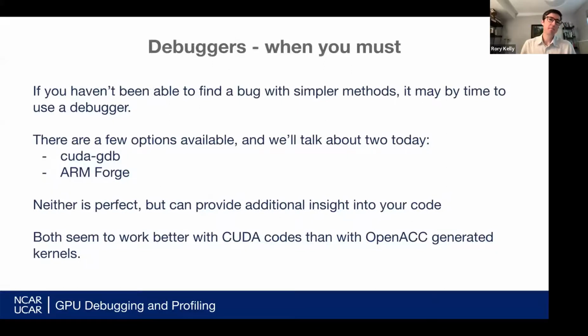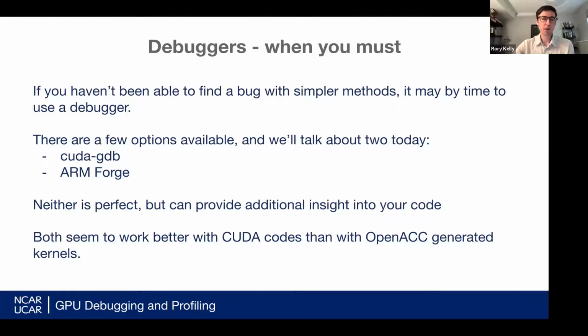But if you have a problem that can't be caught by one of these simpler methods, then there are a couple of tools. CUDA-GDB is the one from NVIDIA, and ARM Forge is the other. Forge is the umbrella product that contains both DDT, which is the debugger, and MAP, which is the profiler. So DDT is the debugger from ARM. Both have the capability of debugging GPU and CPU code together. Neither one is perfect, but they definitely can provide some additional insight into your problem.